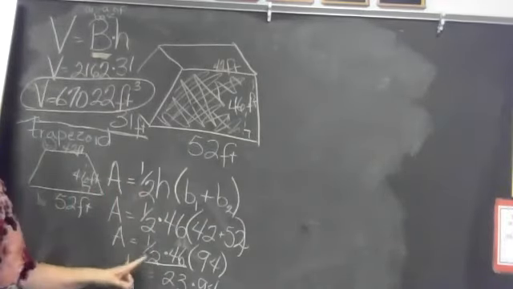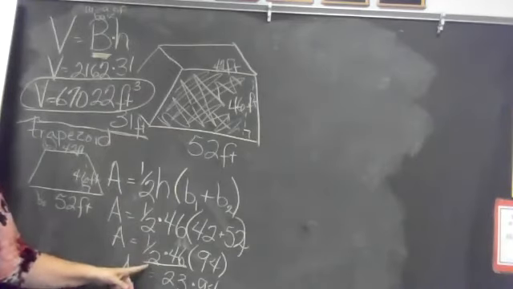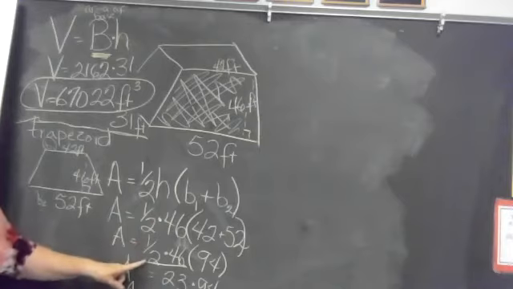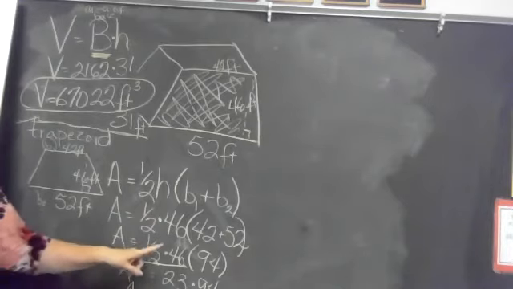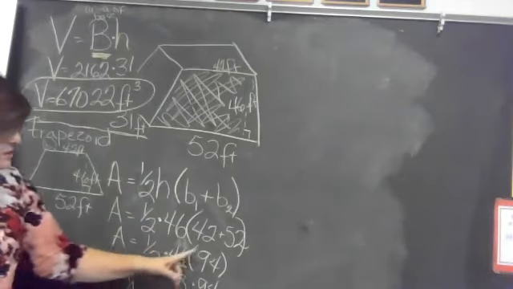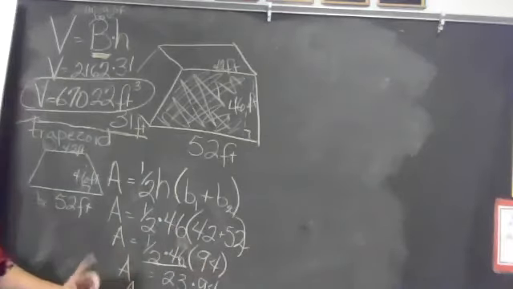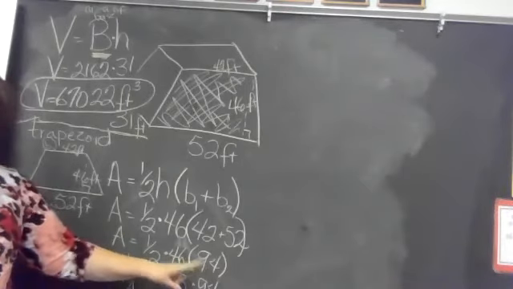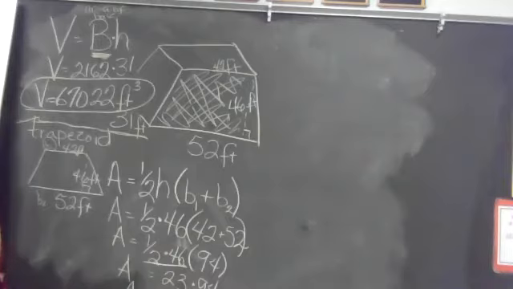Taking times 1/2 is the same as dividing by 2. So you could take 1/2 in your calculator, put this fraction in there and take it times this times that. Or you could take 46 times 94 and divide by 2. It means the same thing. So either way is fine.